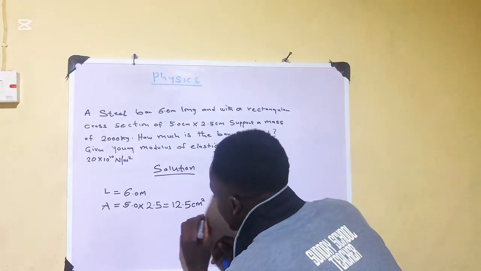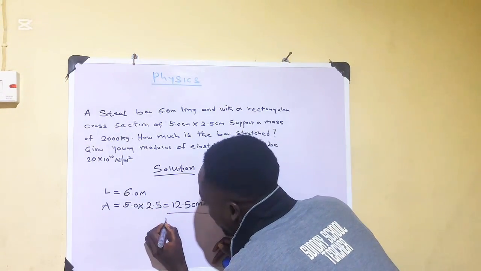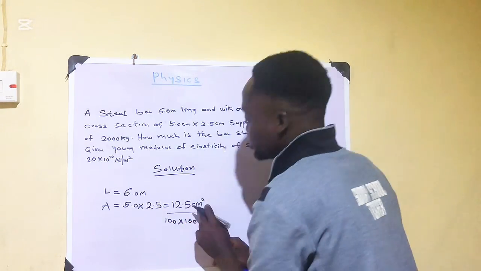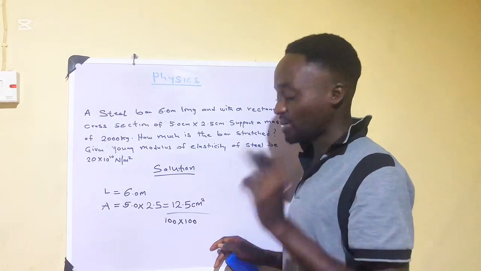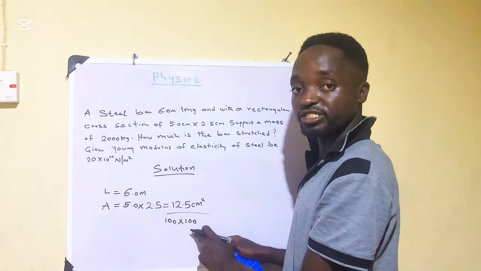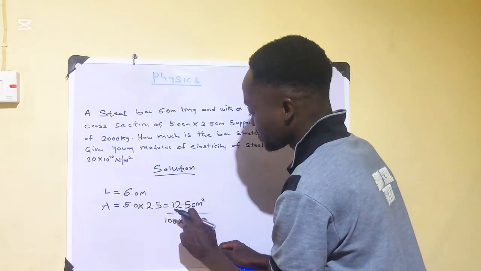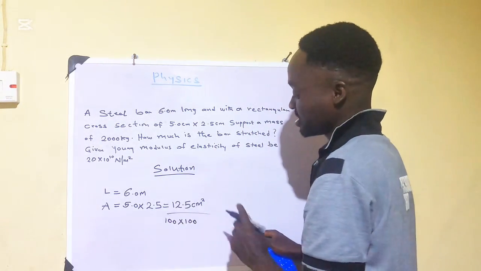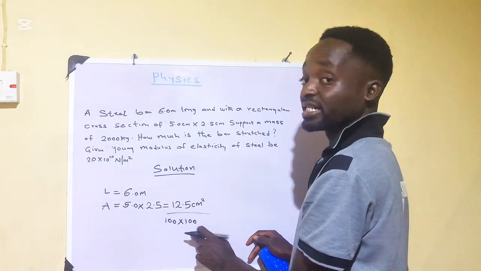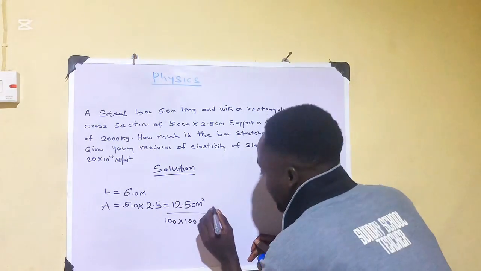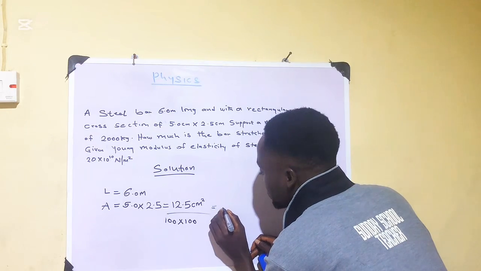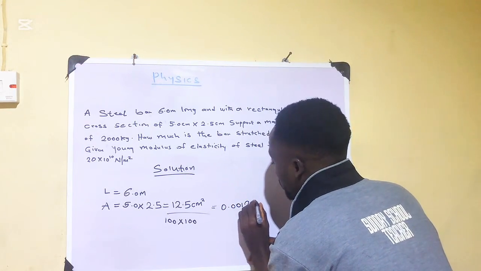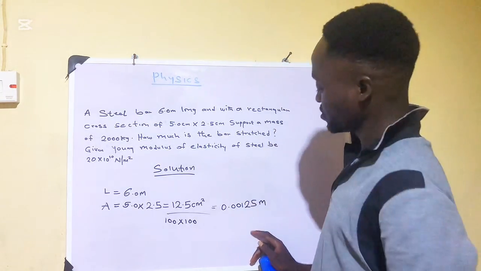So what I'm just trying to say is this. We have 100 times another 100, because this is centimeter square, that means the 100 is supposed to be two times. Is that clear? So if we divide 12.5 centimeter square by this, remember 100 times 100 will give us 10,000. So we are dividing 12.5 by 10,000. And if you do that, you are going to get 0.00125 meter square. So this is the answer you are going to get.